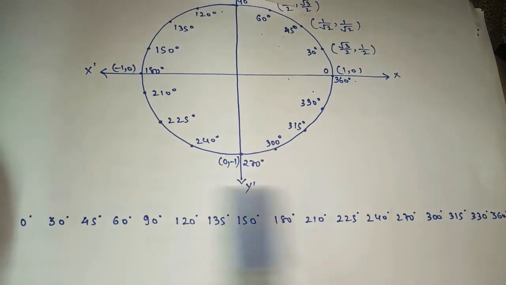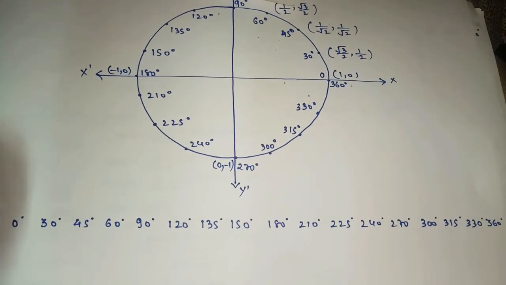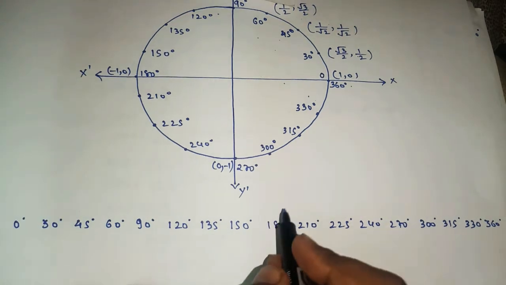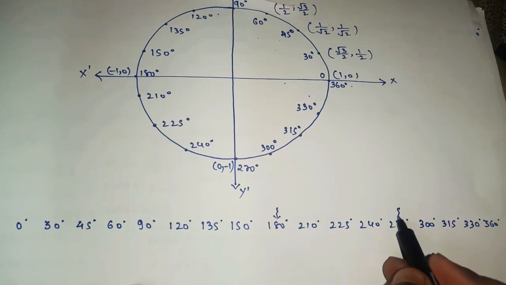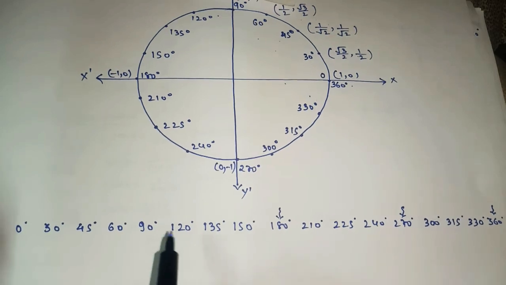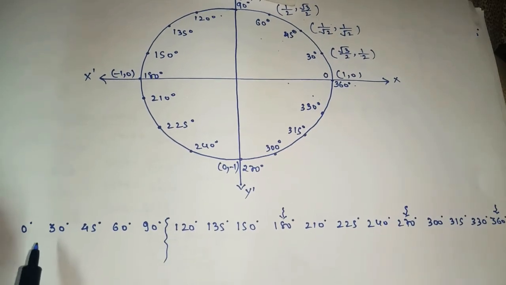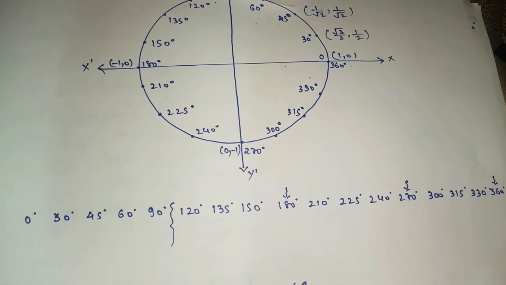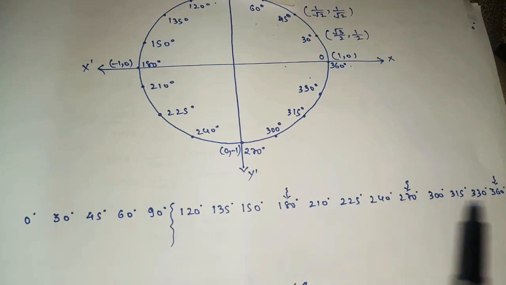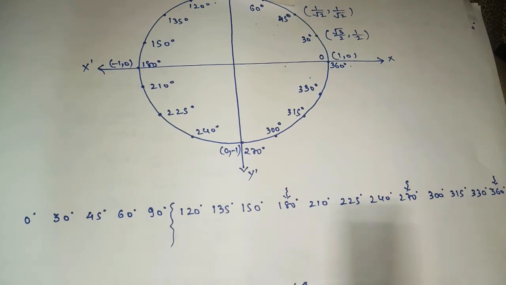So you must know these values, at least the values for 0, 30, 45, 60, 90, then 180, 270 and 360. That is enough. No need to memorize the values for 120, 135, 150. These are the important known angles which will play an important role in your coming exercises: 0, 30, 45, 60, 90, 180, 270 and 360. At least you must know the values for these angles.